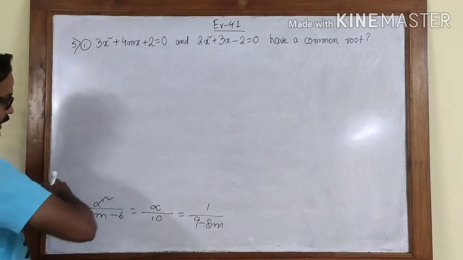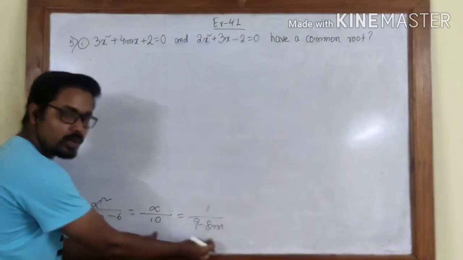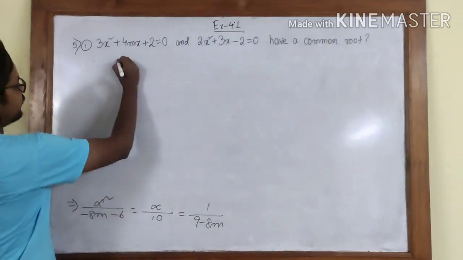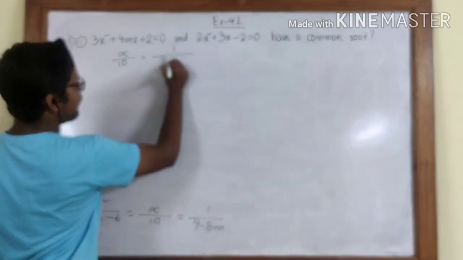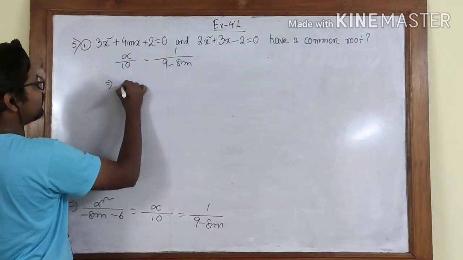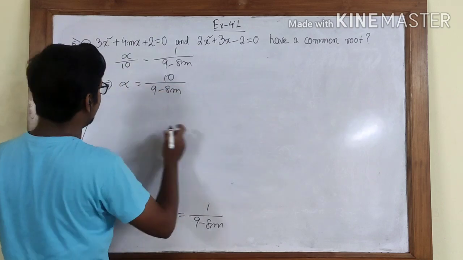So from here, what do we get? Therefore, by equating these two, I can find the value of alpha. So see, therefore alpha by 10 will be equal to 1 by 9 minus 8m. So it implies alpha will be 10 by 9 minus 8m.